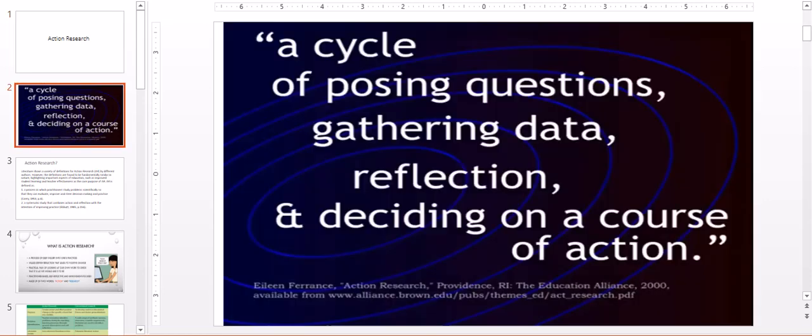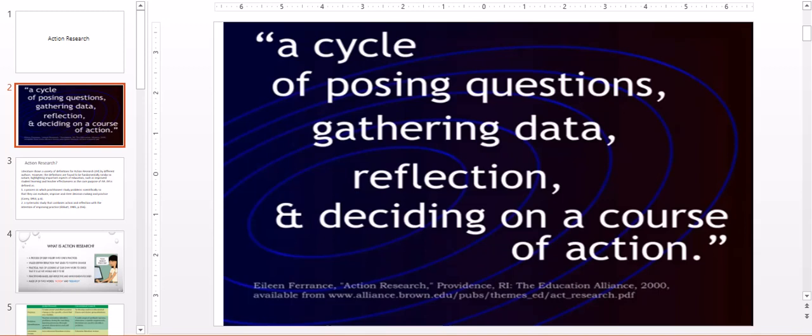Just look at the term action research. Action is a word that talks about our own actions, and research is looking deeply into our own doings and reflecting upon them. When we talk about action research, at a surface level, it is a cycle of posing questions, gathering data, reflecting, and deciding on the course of action.